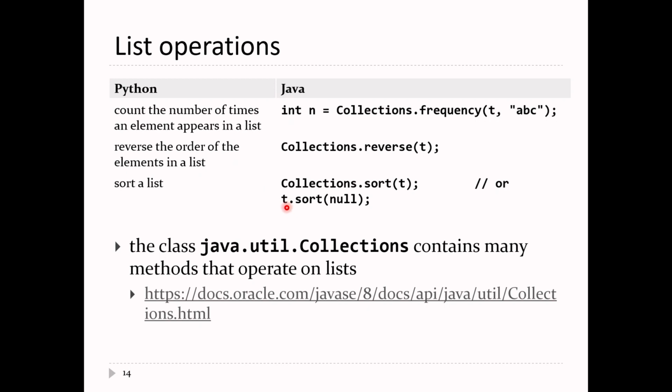In newer versions of Java, you can sort directly from the list class itself. So there's a method called sort that every list knows about. You pass in null. The object that you pass in is an object that knows how to compare elements in the list. So for the time being, if you wanted to use that method, you can just use null.